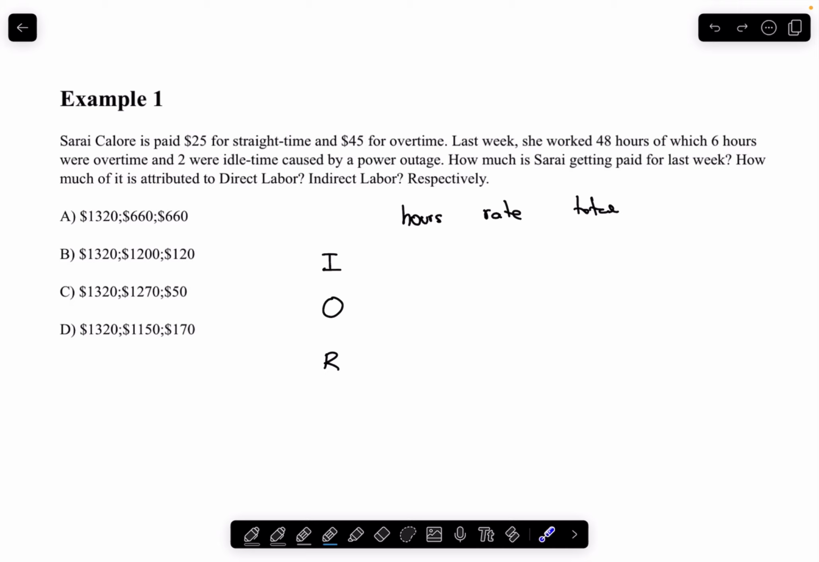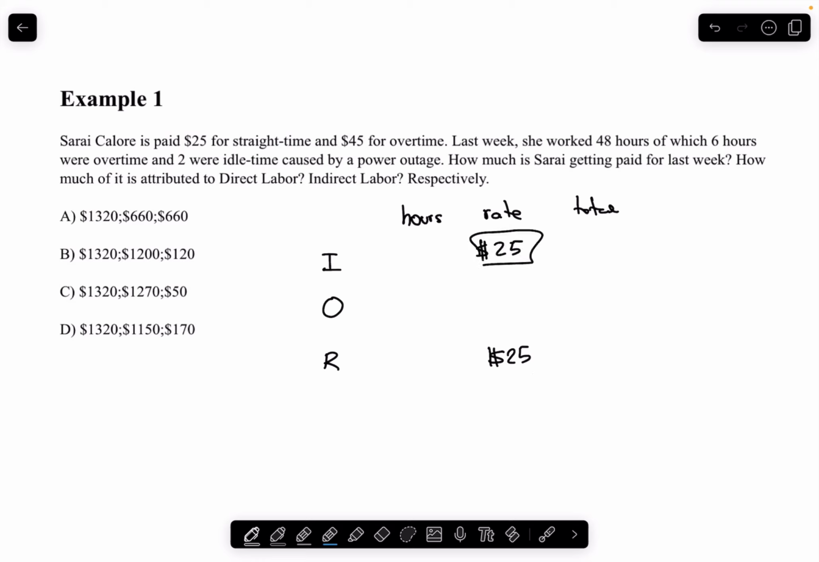Sarai Kalora is paid $25 for straight time. Already, what is straight time? Straight time is just a fancy way of saying regular time. So straight time and also active work time is the same thing as regular time, and we'll see the active work one in example 3. The rate that we're getting paid at for our regular hours is $25. Second thing you need to know, this number is always the same as this number.